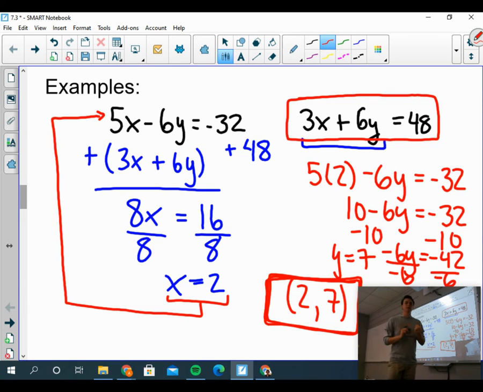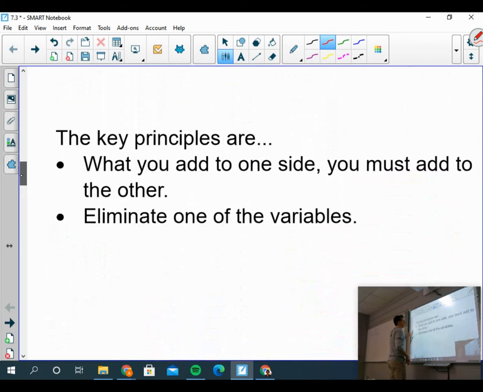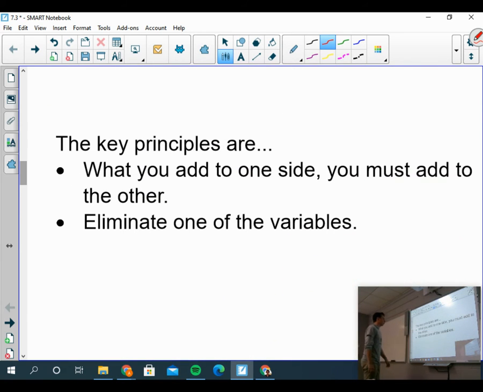Now, if you're sitting there thinking, man, elimination's a lot of work. This is messy. I can't do this. I promise as we go on, it'll get a little bit better. But before we do, let's talk about our key ideas. And the key principles that I want you to write down are what you add to one side, you must add to the other. So take a second and write these down. But please understand, what you add to one side, you must add to the other.